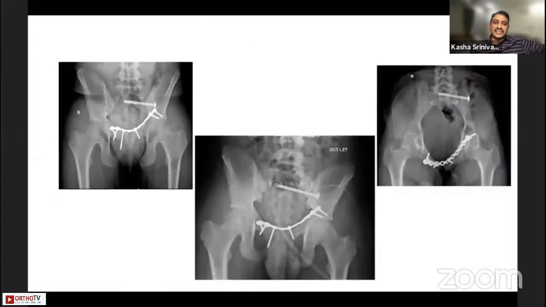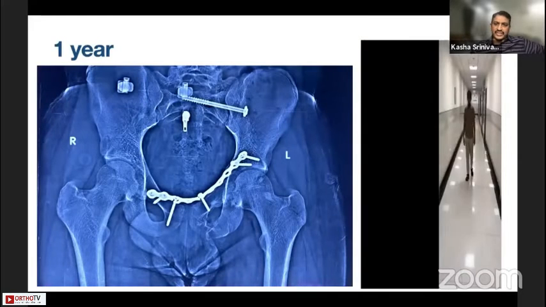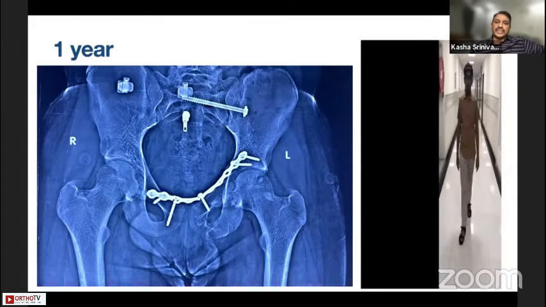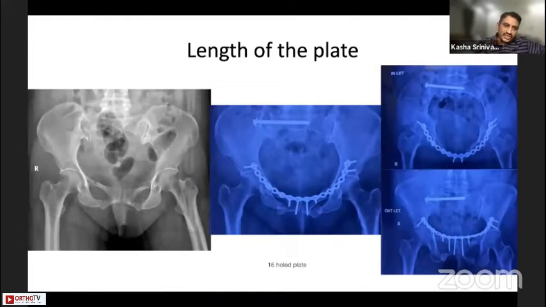In this case, I had to use a plate. And how long can the plate go? You can go up to the supra-acetabular area and beyond the acetabulum and then fix it. In this case, that was the outcome after a year. And the plate can go on both sides, bridging both sides of the symphysis when there is an anterior ring injury involving both superior and inferior pubic rami and it is unstable.